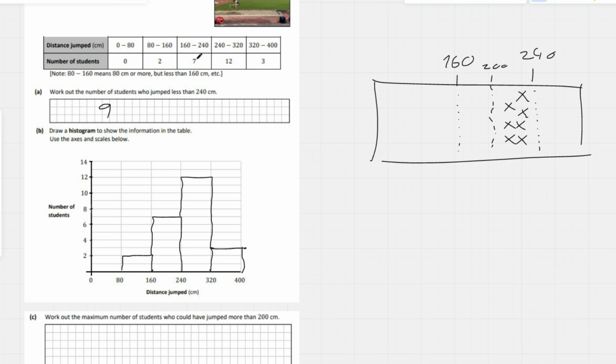So to get the final answer, we count this entire 7, this 12, and this 3. We count these because these will clearly be above 200 as they'll be further in this direction over here. So it'll be 12 plus 3 plus 7, which will give us an answer of 22 here.